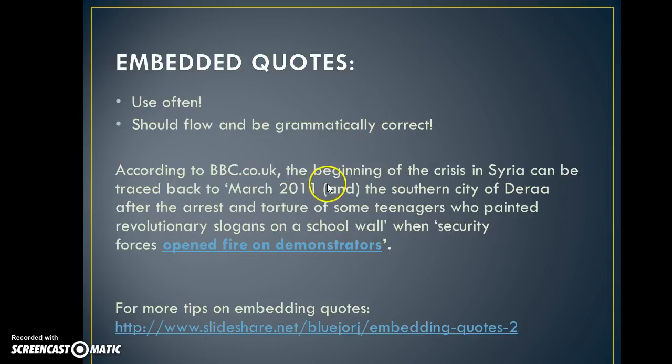You can see here I've added an "and" and put it in brackets to make the sentence make sense. It's still got to flow grammatically. So if you need to add things, you can put them in brackets, like this, or you can take things out and replace them with an ellipsis, which is 3 dots. For more tips on embedding quotes, you can go to this link here, and in your lesson this link is in one of the boxes.